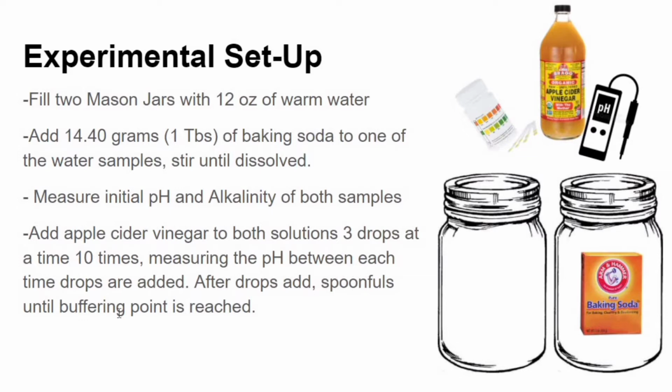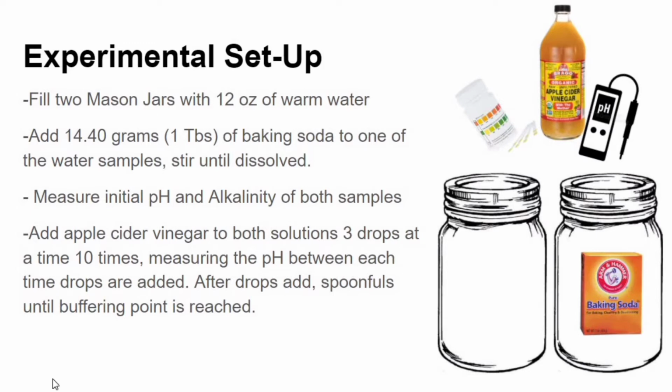Then I'm going to measure the initial pH and alkalinity of both samples using the alkalinity strips and the pH meter. And then I'm going to add apple cider vinegar to both of the solutions, 3 drops at a time, 10 times. And between each set of 3 drops, I'm going to measure the pH of both solutions and record that. And then after my 10 times of adding 3 drops, I'm going to add spoonfuls of baking soda until the buffering point is reached.